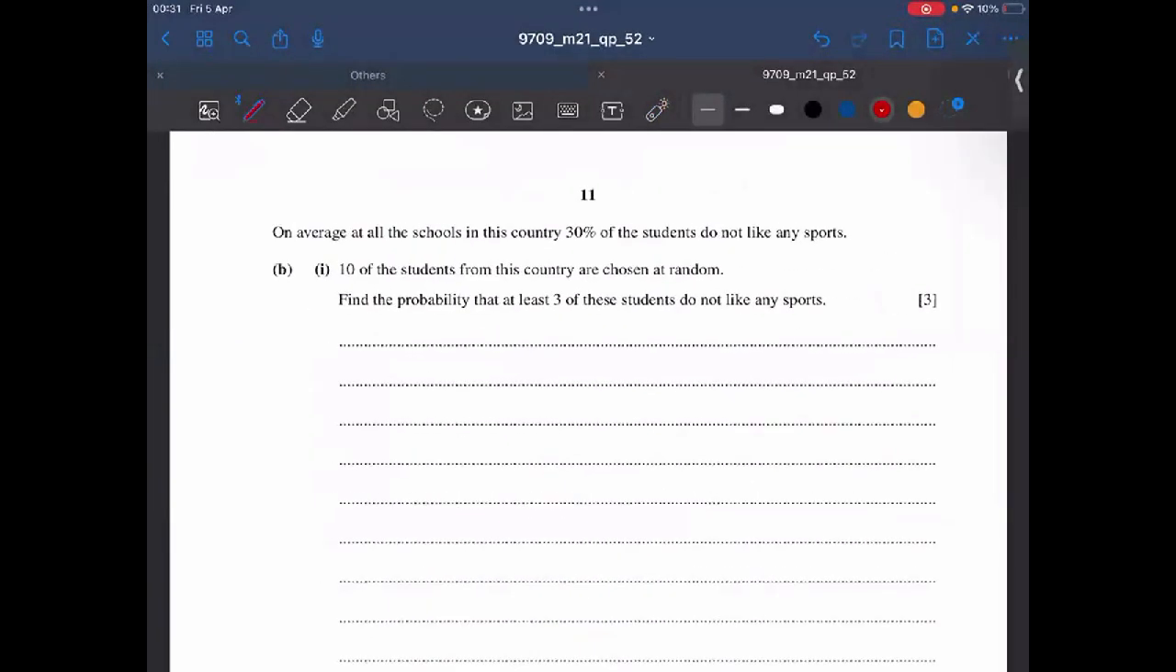On average, at all schools in this country, 30% of the students do not like sports. The probability that a student does not like sports is equal to 0.3. The probability that a student does like sports is equal to 0.7. 10 students are chosen at random. So this is N. You have a fixed number of samples, and you have to calculate the probability that at least 3 of these students do not like any sports. The probability that a student at random does not like sport is taken as P, because you are looking at those students who do not like sports. So P is going to be 0.3 and Q is going to be 0.7.